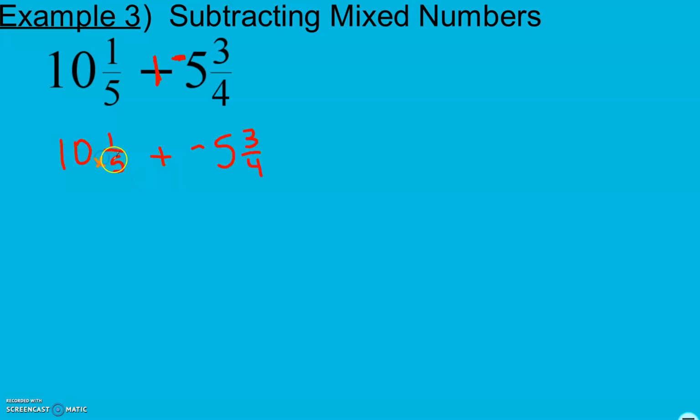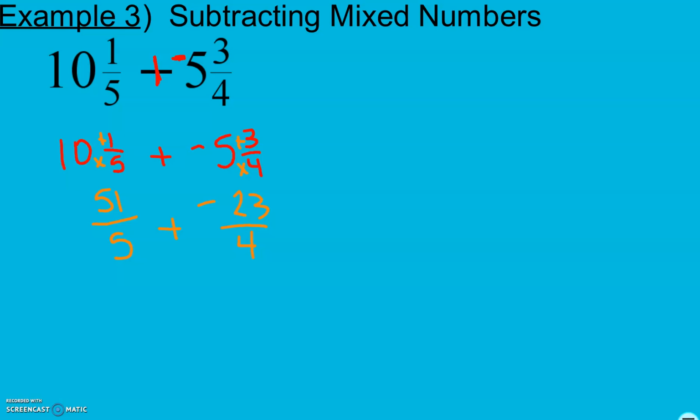Denominator times whole number plus numerator. 51, and I keep that over 5. Plus negative 5 times 4 plus 3, 23 over 4. 5 and 4 are not common.